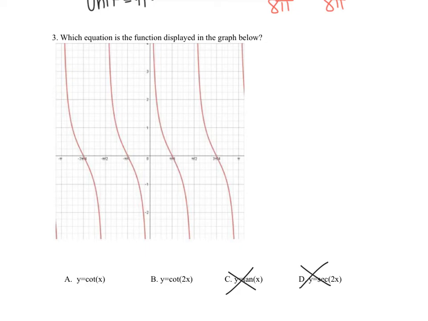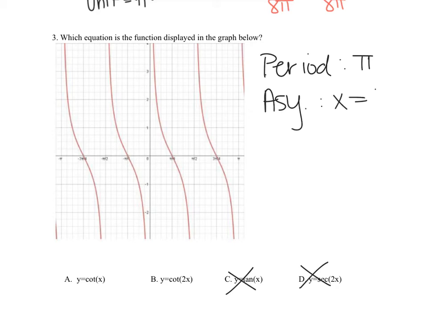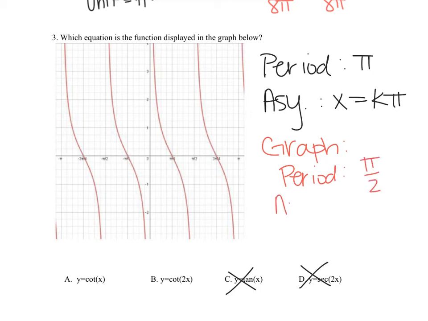So if we look at the normal graph of cotangent, the period is normally pi, and the location of our asymptotes are at x equals k pi. So they're multiples of pi. And if we look at our graph, its period is actually pi over 2, and the location of its asymptotes occur at multiples of pi over 2, so k pi over 2.